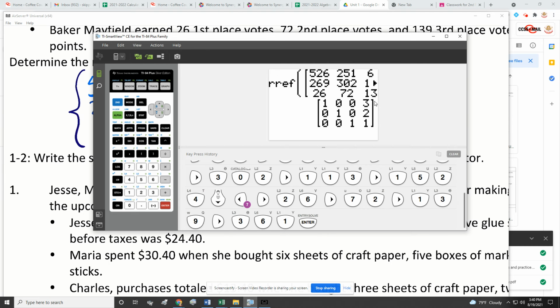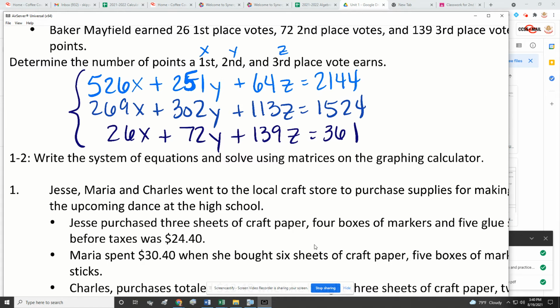Okay, so that means that this gives you x, y, z. So x was the points for first place vote, y was the points for second place vote, and z was the number of points for third place vote. So you would want to write your answer out somehow. So it was 3 points for first place, 2 for second, and 1 for third.